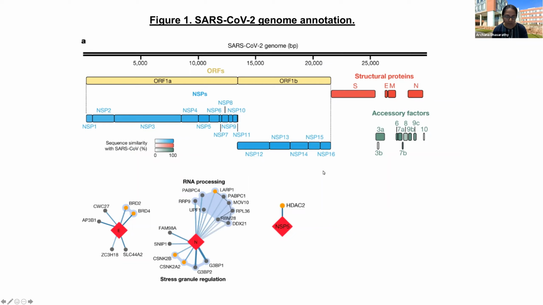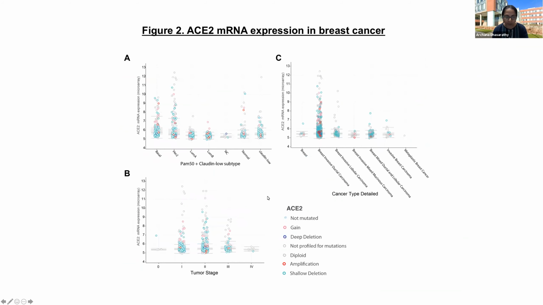So this is some work done from a previous lab last year, Dr. Nevan Krogan's lab at UCSF. And this is showing you all the different proteins found in the SARS-CoV-2 genome. And down here, you can see some of these proteins they found interact with a number of interesting chromatin proteins.